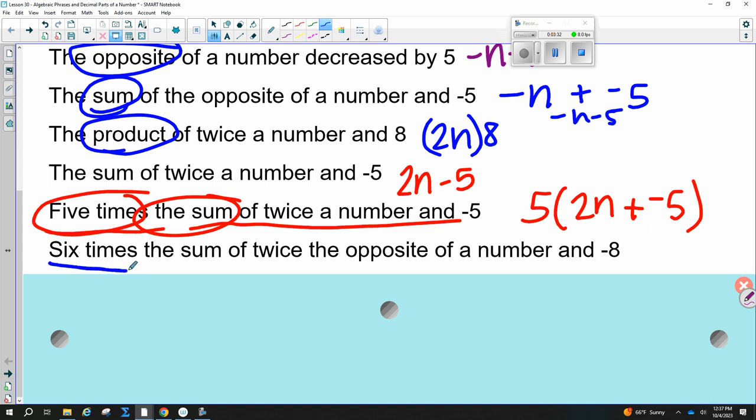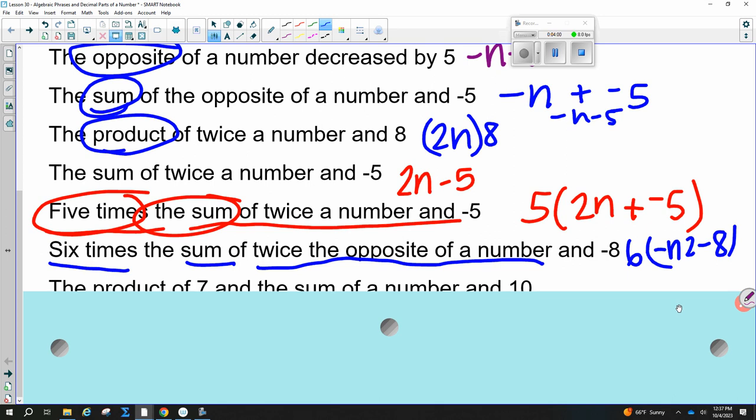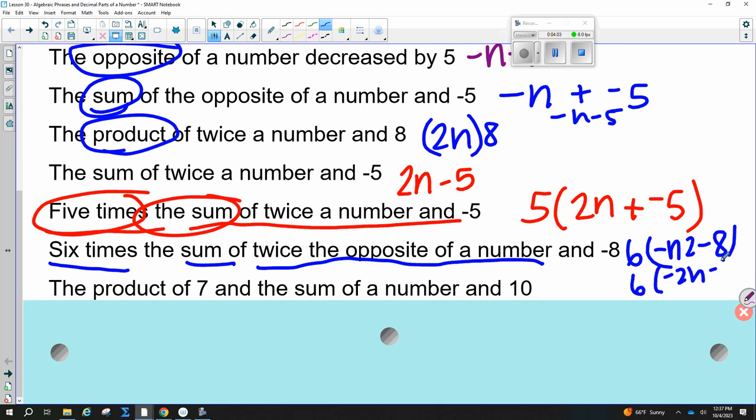6 times the sum of twice the opposite of a number and negative 8. Nolan? Let's try. Does anyone else want to try that has not participated yet? All right, Sammy. This is good. The only thing I would do different is I would write this as negative 2n minus 8. So I have 6 times, and then as soon as you see times the sum, you need parentheses around the whole sum, okay? And then this one's the opposite, twice the opposite. So the negative can go in front right here, twice the opposite, okay? And negative 8.